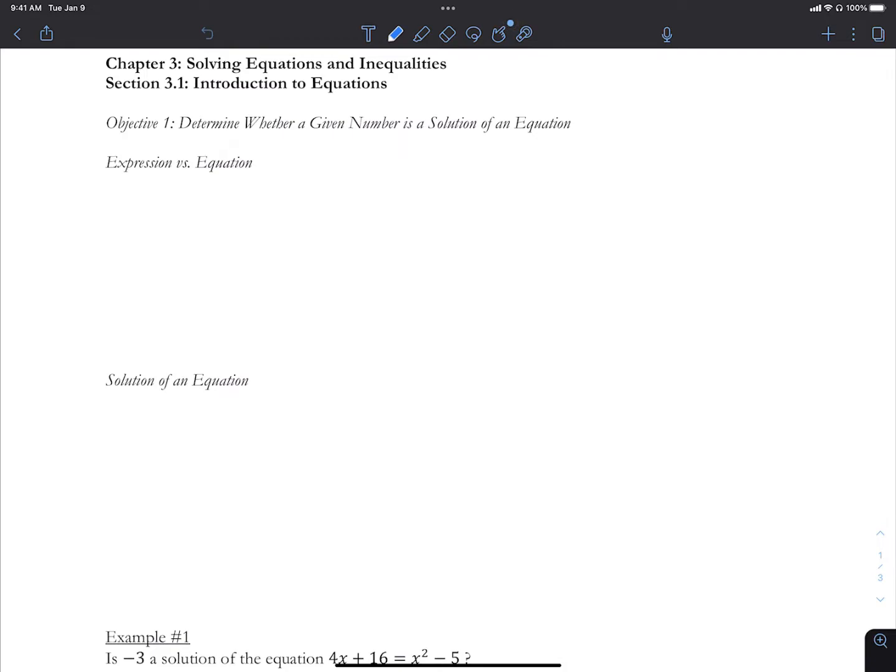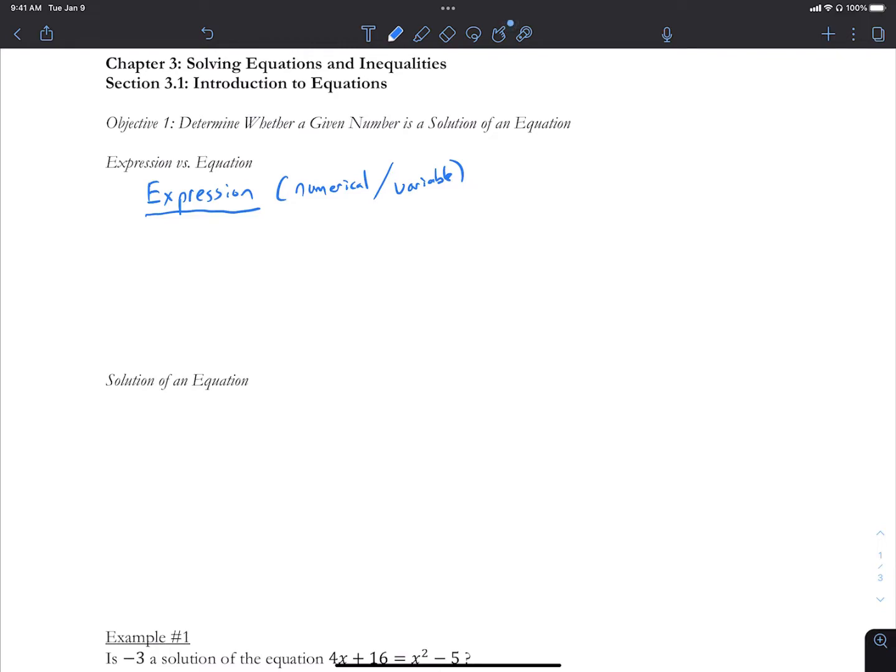So remember, an expression can be numerical or a variable expression. We've already went over that in the previous material. So remember, a numerical expression is just a constant, where there's no variable; it's just a number. Where a variable expression has a variable in there, and it varies depending on the value that the variable takes on.